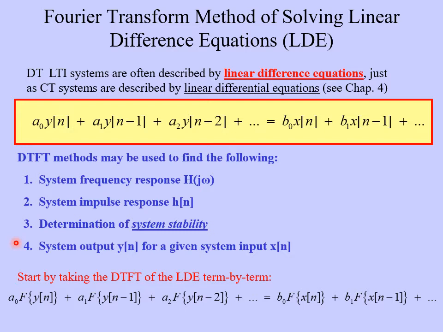So in order to do this, we're going to follow a method just like we did in chapter 4. We're going to start with this linear difference equation here, and we're going to take the Fourier transform term by term. In other words, we're just going to take the Fourier transform of everything over on the left and take the Fourier transform of everything over on the right. And so that's what's shown here. The F here stands for Fourier transform. So this first term, we've got a naught, and then we're going to take the Fourier transform of y of n, and then likewise, we're going to do that for every term in the linear difference equation.